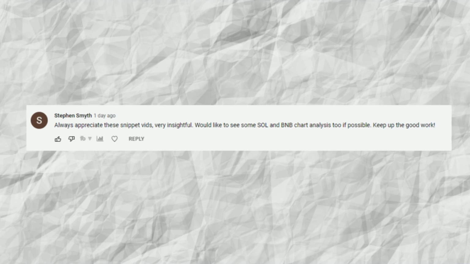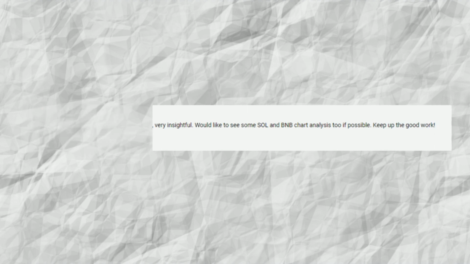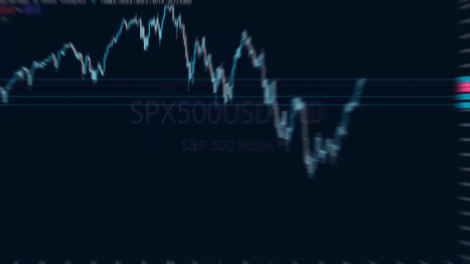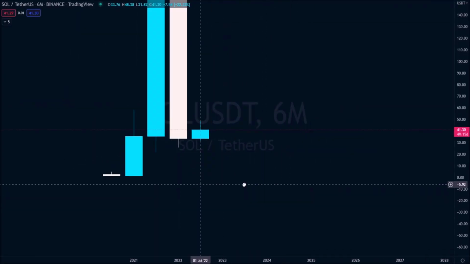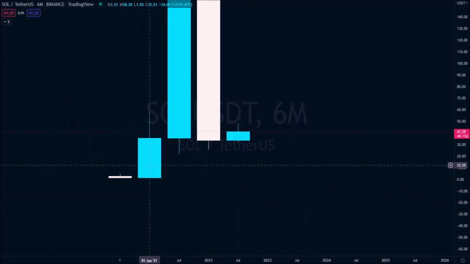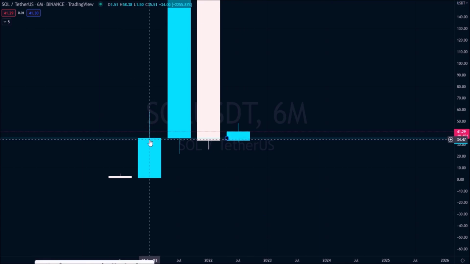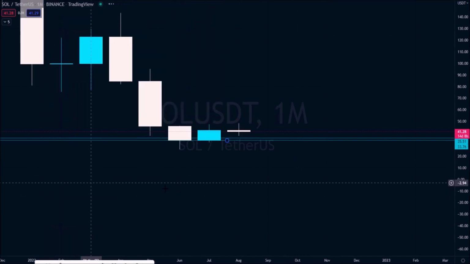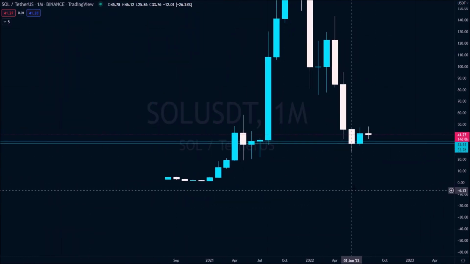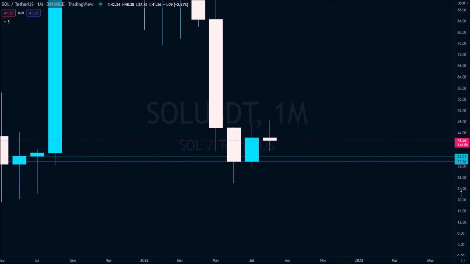You want me to cover Solana, BNB, so we'll start off with Solana, and we'll do the same. We'll just go out to the 6-month chart, just mark out this support resistance, we'll mark out these candle lows, that'll become support and resistance on the lower time frames. You can see we've bounced here.